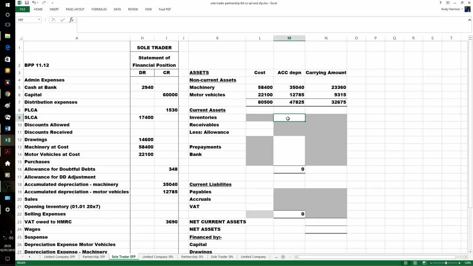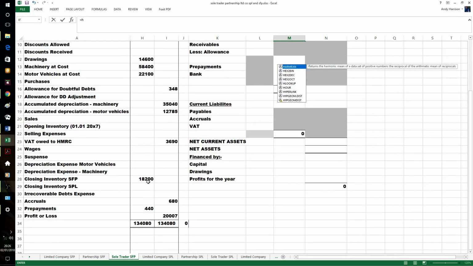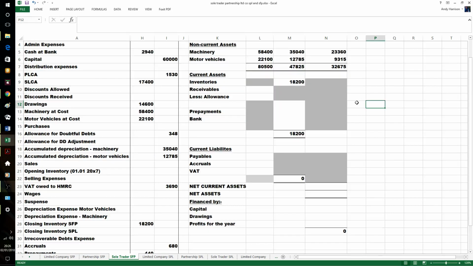Our inventories then, so a common mistake, but we're not going to do it now because we've only got the columns for the sole trader, is to pick up the opening inventory. We're interested in the debit entry, the closing inventory, because the balance sheet is there. That's the value of the closing inventory. Statements of financial position are drawn up at a particular date in time, hence it's the closing inventory.